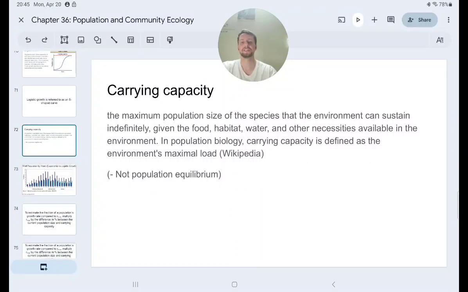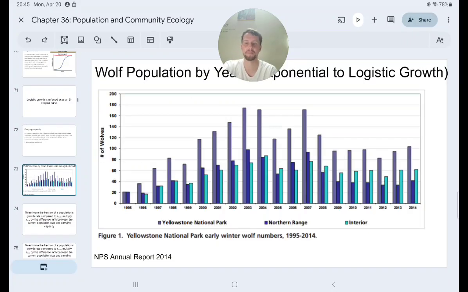So the carrying capacity is the maximum population size of the species that the environment can sustain indefinitely, given the food, habitat, water, and other necessities available in the environment. So how many individuals can the environment sustain? The population will level out at about that number.